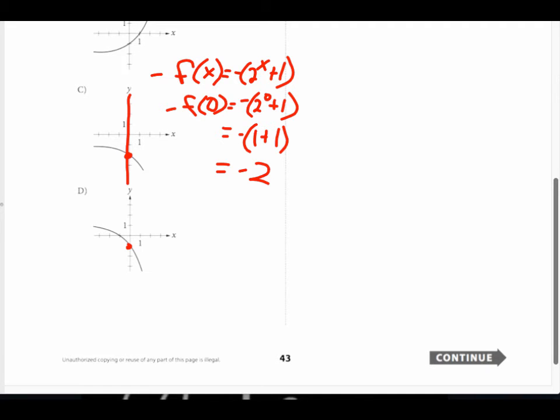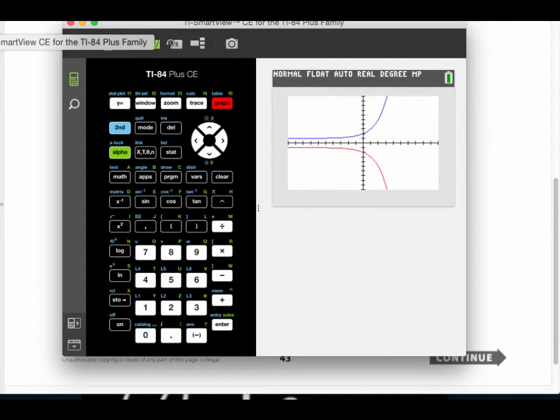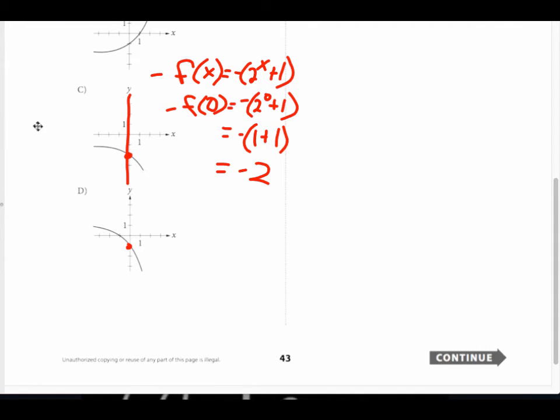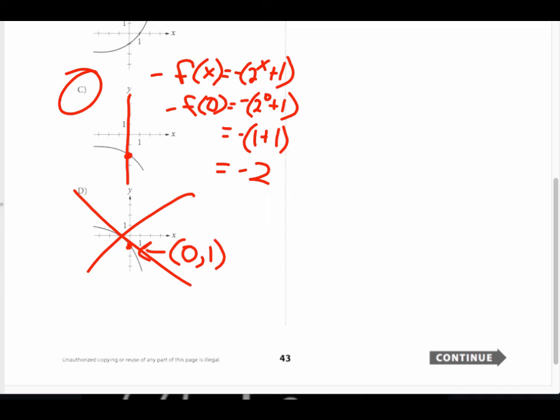Now, I knew that just by looking at my graph, right? This occurs right here. And so I think C is the correct answer. And it is. D is not the correct answer because this is crossing at the point 0, 1. In other words, the y-intercept wouldn't work. Okay, so this isn't it. Cool, cool, cool.